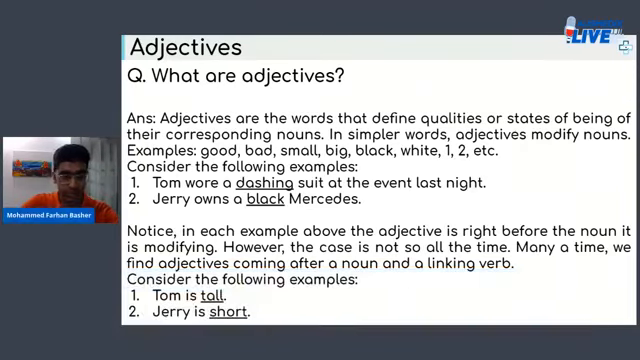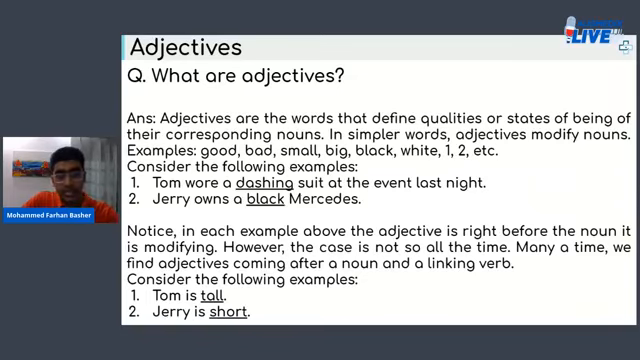Okay, now moving forward to the second paragraph. Notice in each example above, the adjective is right before the noun it is modifying. However, the case is not so all the time. Many a time we find adjectives coming after a noun and linking verb. Yesterday we were learning verbs, remember? And we learned this particular type of verb called a linking verb, right? So what does a linking verb do? A linking verb actually links a noun to a piece of information about the noun, right?